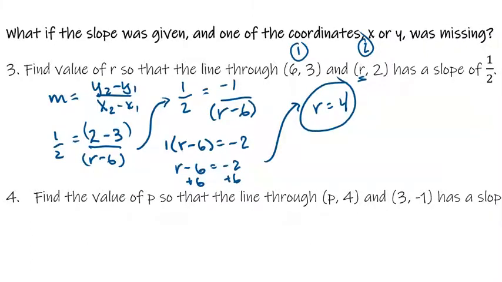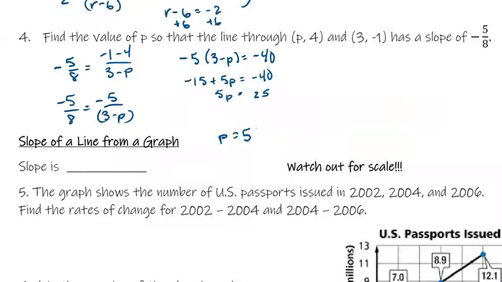And then I go back and just kind of check it. If I were to put 4 back in, would I get the right answer? So 2 minus 3 over 4 minus 6 equals negative 1 over negative 2. So that equals 1/2. So I did it right. Check your work. All right, pause the video and try the next one. All right, so check your work. Did you get a P of 5?